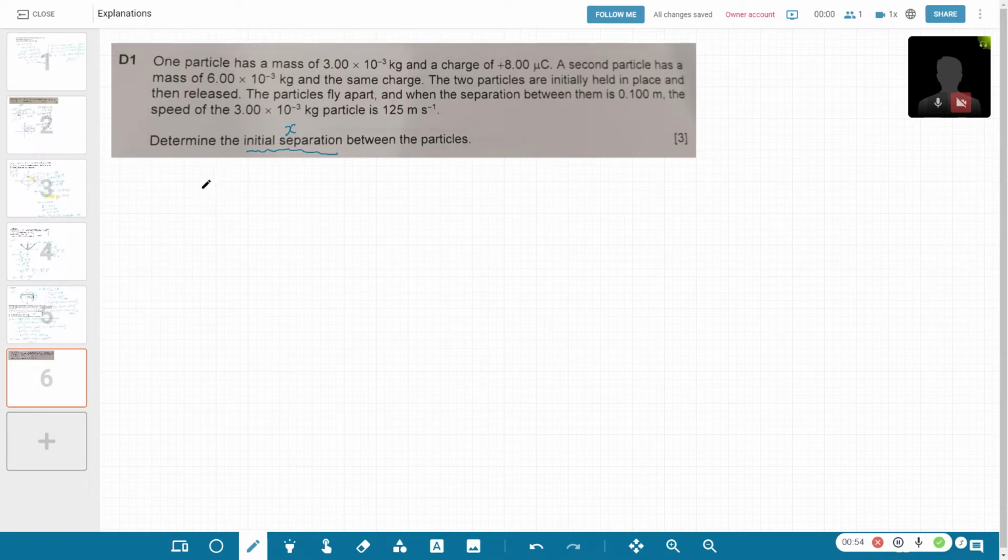Now, the main equation that we'll be using from electric field is EPE, which is going to be K Q1 Q2 over R. So this is similar to your GPE formula. K is 1 over 4 pi epsilon naught, and epsilon naught is 8.85 times 10 power minus 12. All these are given to you. This is a formula.